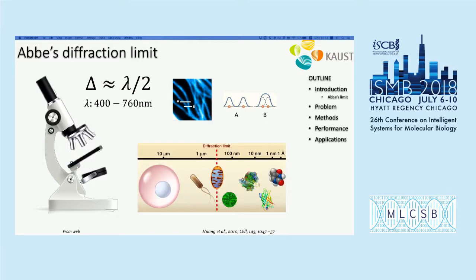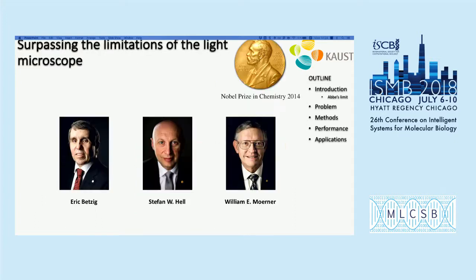And here we show the comparison of the diffraction limit with the size of common biological entities. As shown in the figure, if we can break the diffraction limit and further push the limit, we can greatly facilitate biological research at the organelle or even the molecular level. And actually in 2013, the Nobel Prize in Chemistry was awarded to Eric Betzig, Stefan Hell, and William Moerner for their pioneering research in super resolved fluorescence microscopy.